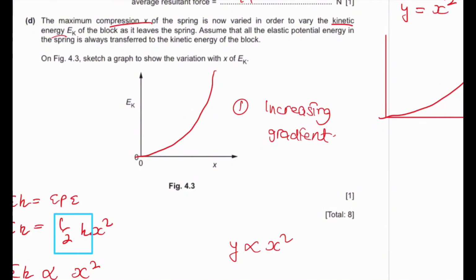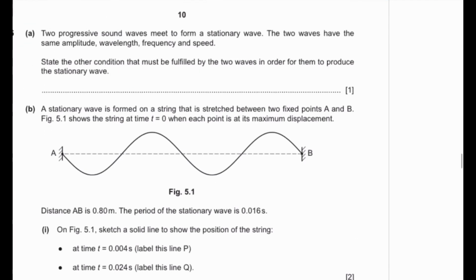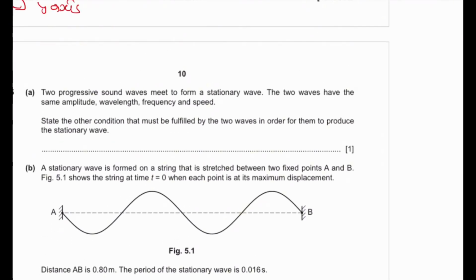If the question had told me that y is directly proportional to the root of x, then I would have chosen that particular variable to work for me. Moving to the next question. We've been told that two progressive sound waves meet to form a stationary wave. Basically, they're asking us for the conditions of a stationary wave. They gave you one condition, they're asking for the other condition.